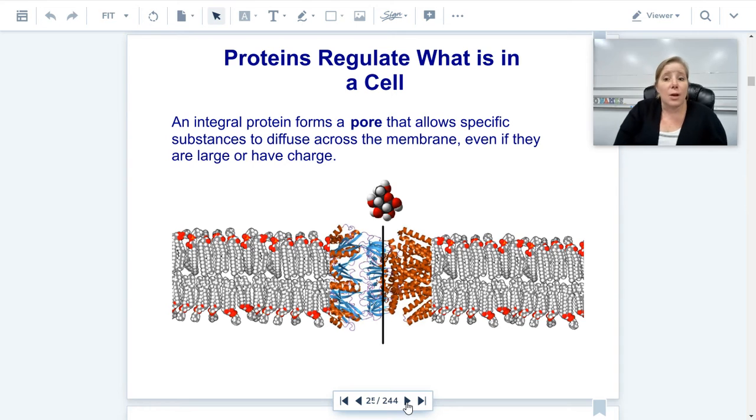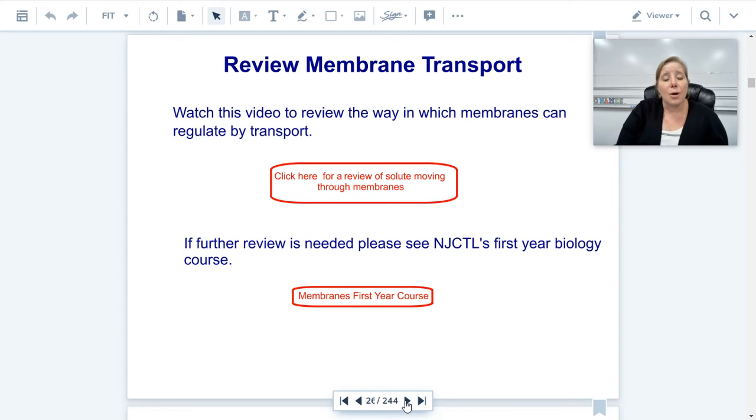So the proteins regulate what is in a cell, and an integral protein will make a pore. You can see the pore here, and allow a specific substance, whatever the glycoprotein will signal for, to come through. Even if they're large, even if they have a charge, they can come through because this door is meant for them. I'm also going to put the links for these videos on here so you can watch them and see how they move through, and we will go from there.